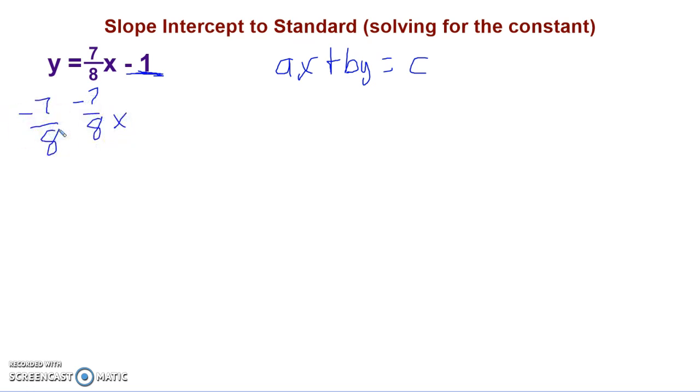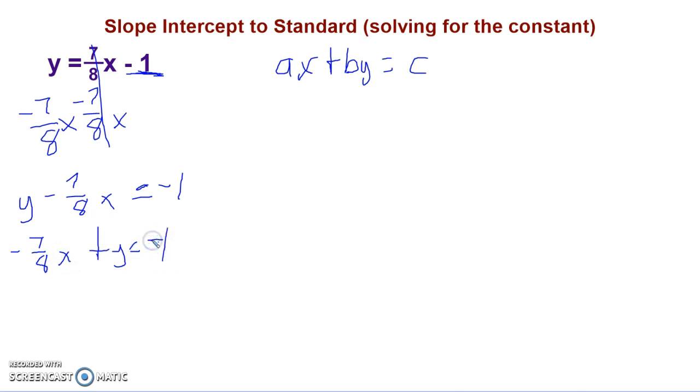So now we have, I didn't put that 7/8 x there. So now we have y minus 7/8 x is equal to negative 1, because these here canceled out. And if we want to rewrite this with the x first, because we want ax plus by equals c, we'd have negative 7/8 x plus y, because it's positive y, is equal to negative 1.